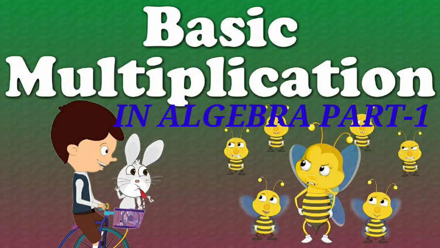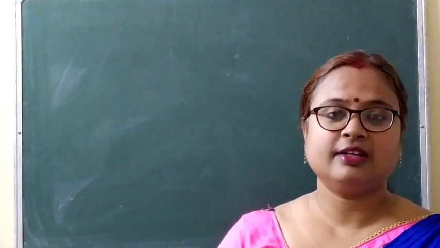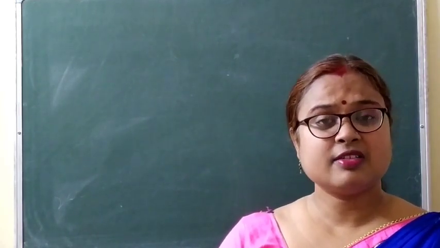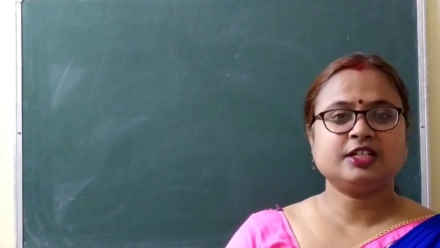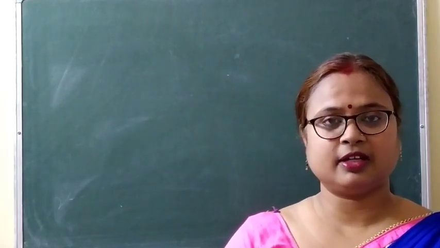Hello friends, in this video I am going to explain how to do multiplication in algebra. Because in algebra, along with numbers, there are variables also. And what we do with the variables, when powers are given with the variables, is we add the powers. So this is the difference between the multiplication of arithmetic and algebra. So let's start.